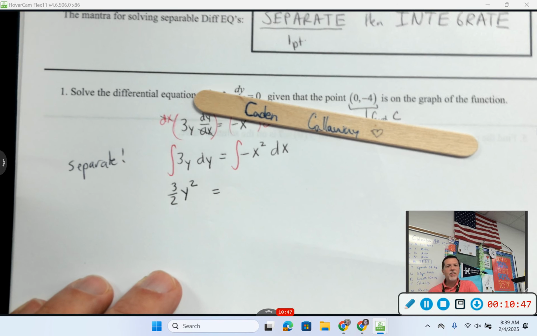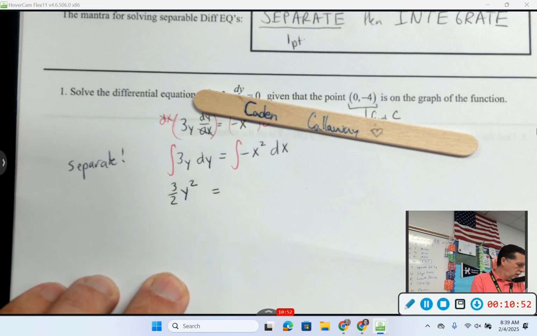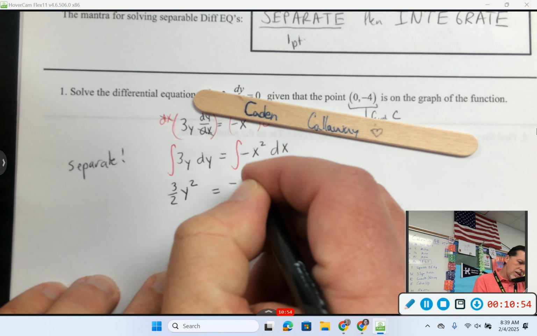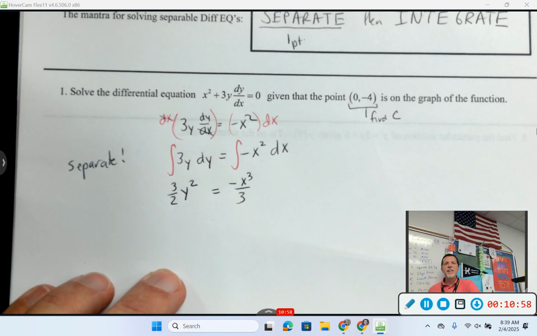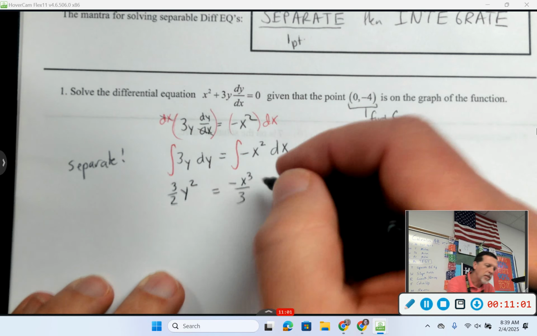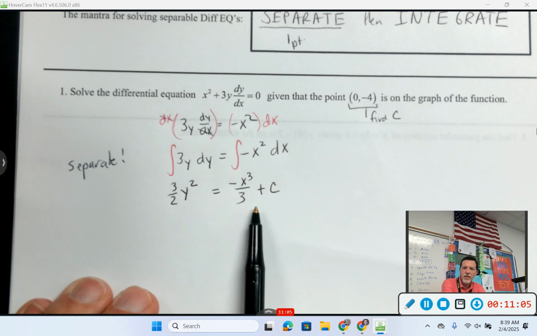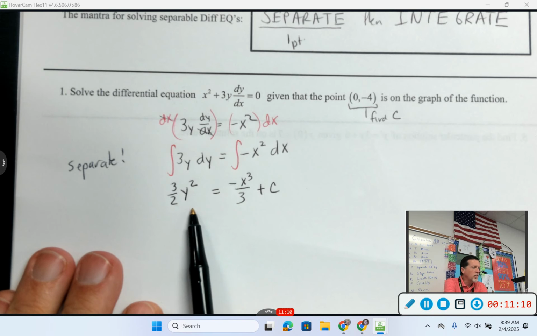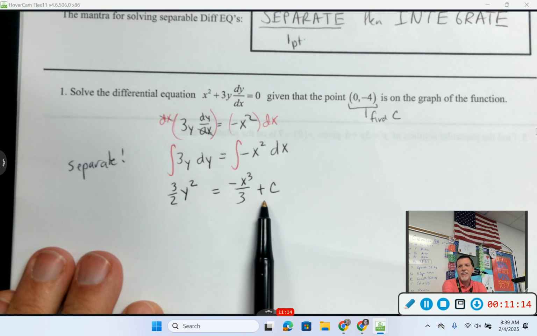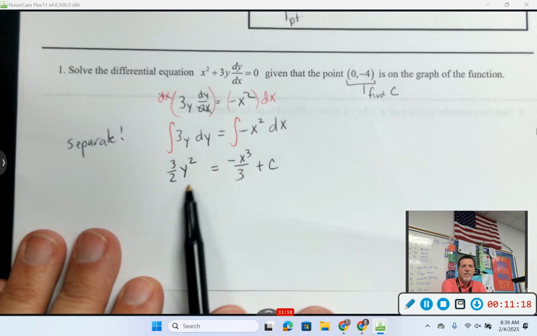Caden, how about the other side? What's the antiderivative of negative x squared? Negative x to the third over 3. Plus c. Now, it doesn't matter which side the plus c goes on. So if Autumn had put plus c over here, it wouldn't really be wrong. But since we're usually solving for y, we almost always put the plus c on the x side. Okay, so that's my integrate.